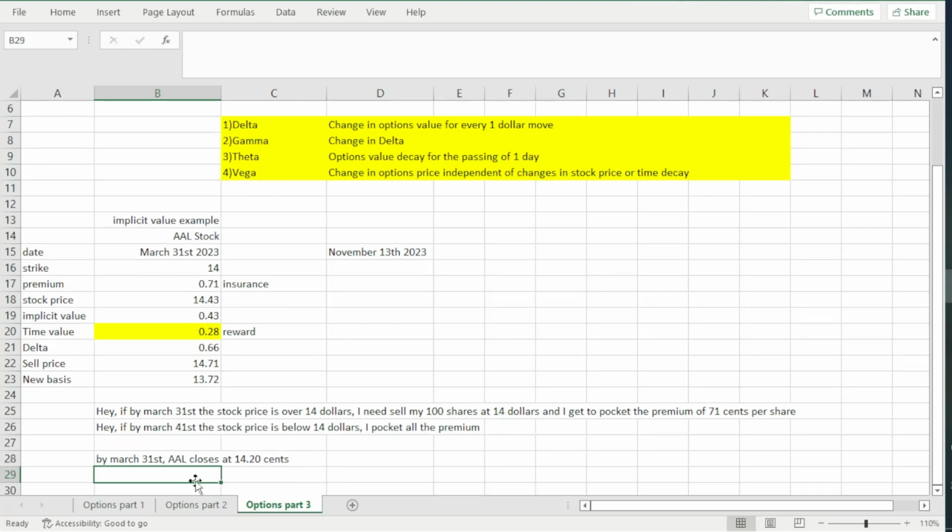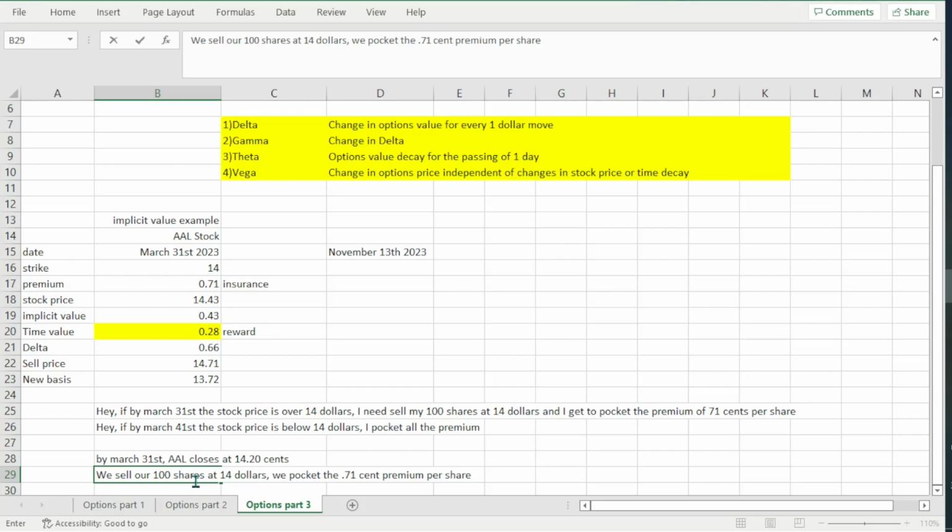$14.20. Okay, well, what does this mean? Okay, so this means that we have to sell our 100 shares. So we sell our 100 shares at $14. We pocket the 71-cent premium per share. Okay, so this is essentially the same thing as us selling it at $14.71.